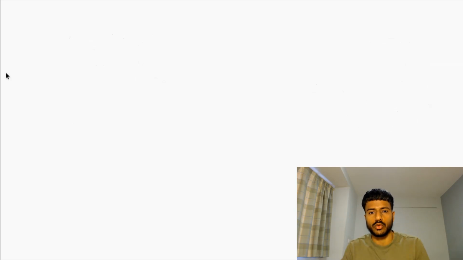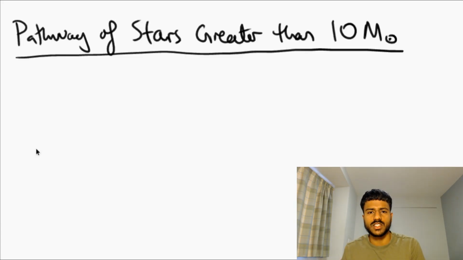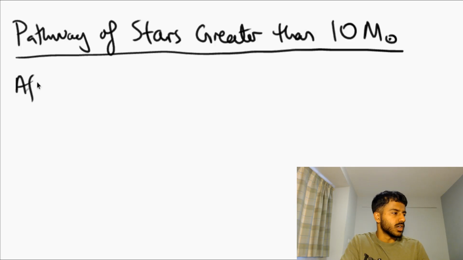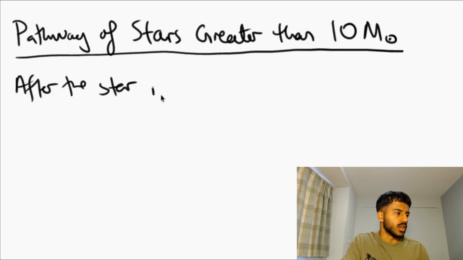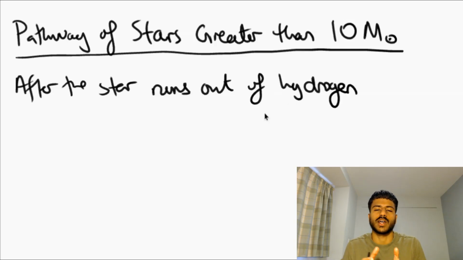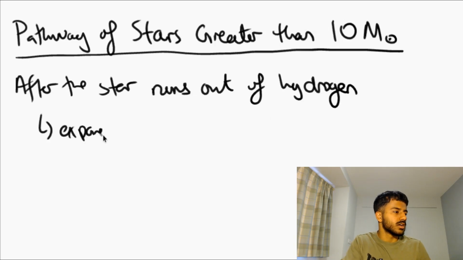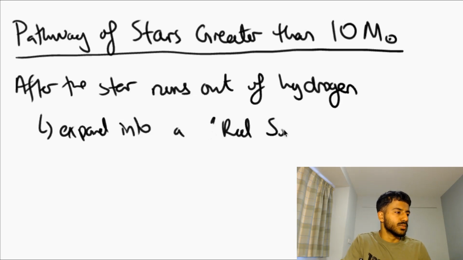Now let's look at stars which have a mass that is way bigger than the mass of our sun. Now at the end of the main sequence of a massive star, after the star runs out of hydrogen, just like with a star of mass similar to our sun, it will shrink, there'll be hydrogen burning, and it will then expand, but this time it will expand into a red super giant.